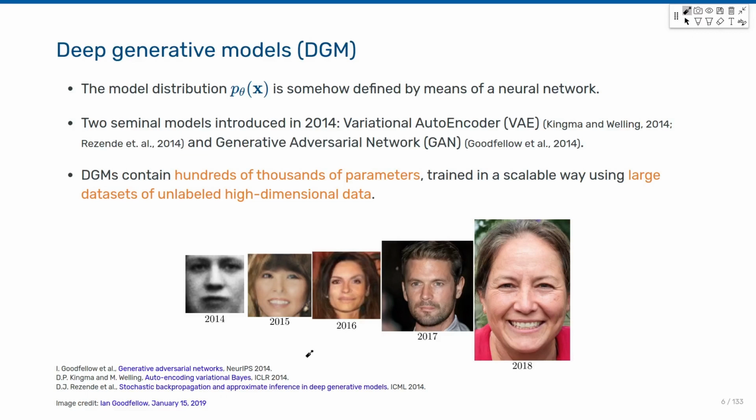Deep generative models can contain hundreds of thousands or maybe even millions of parameters, and they can still be trained in a scalable way using large datasets of unlabeled high-dimensional data. You can see on this picture that in only 4 years, the quality of the generated face images using deep generative models, GANs here, has increased a lot.